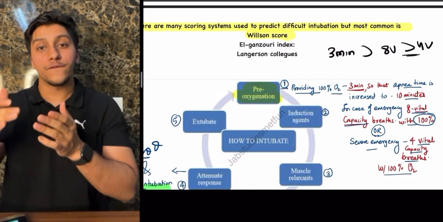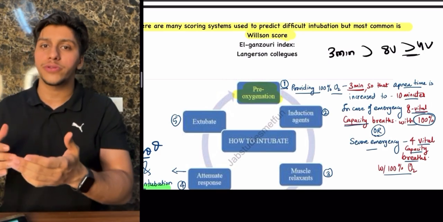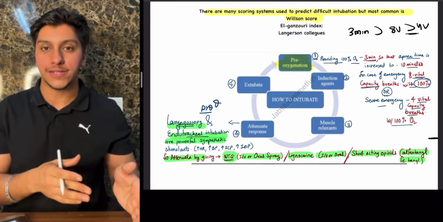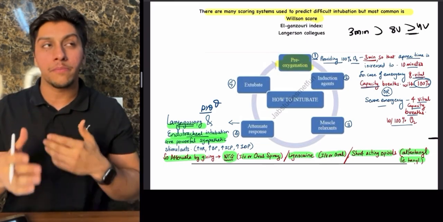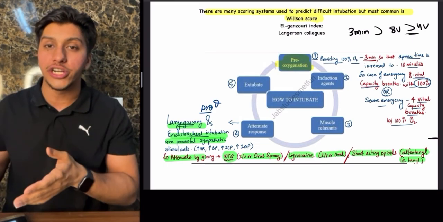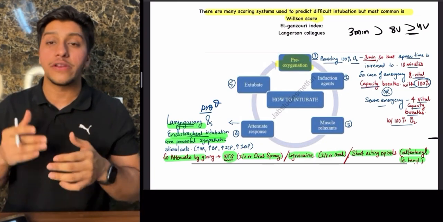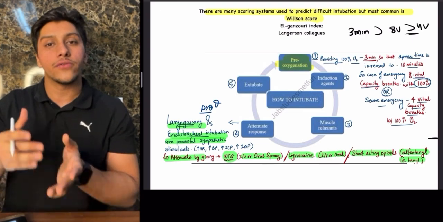After we're done with this, we're going to do the inducing agent. We'll talk about that in the next module. Okay. The next thing we are going to give is muscle relaxants. Now, in case of emergency or in case of difficult intubation, the muscle relaxant of choice is succinylcholine. If you are not giving succinylcholine, for example if there is any contraindication, you're going to give rocuronium.